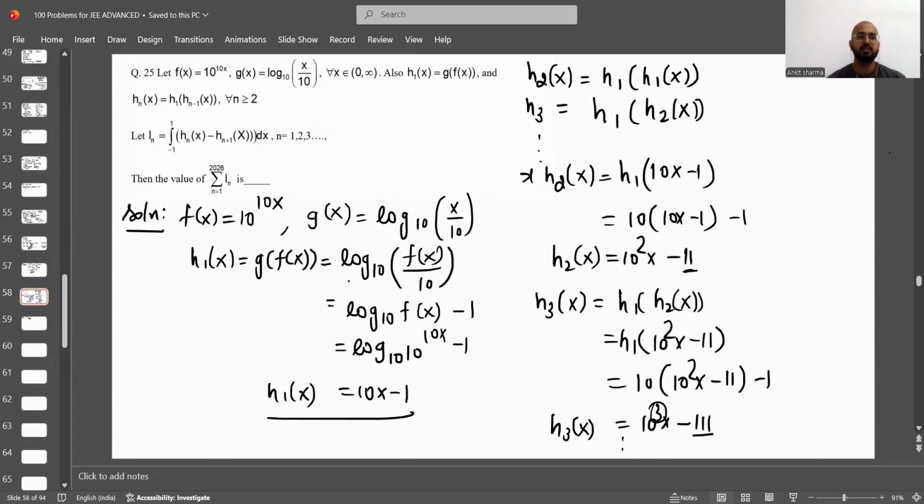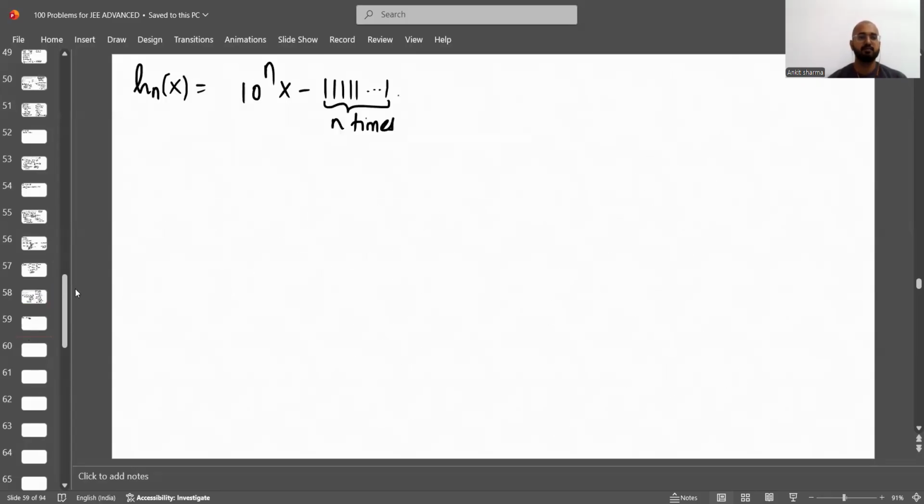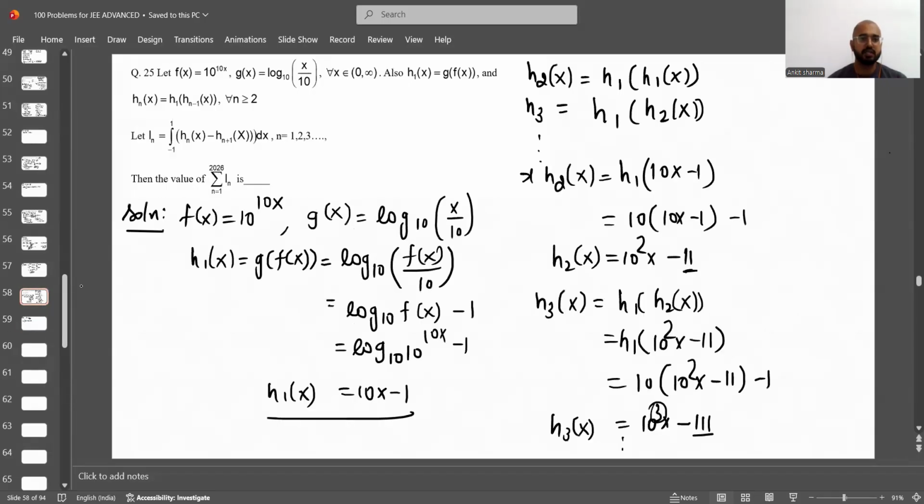Now what is required is integration. The In is equal to integral from minus 1 to 1. So In is equal to integral from minus 1 to 1 of hn of x minus hn plus 1 of x. So let's write down here. So I get here hn plus 1 of x.